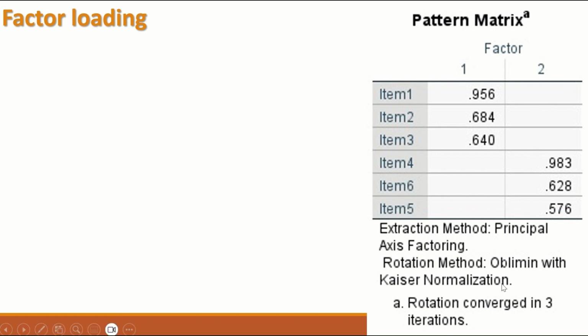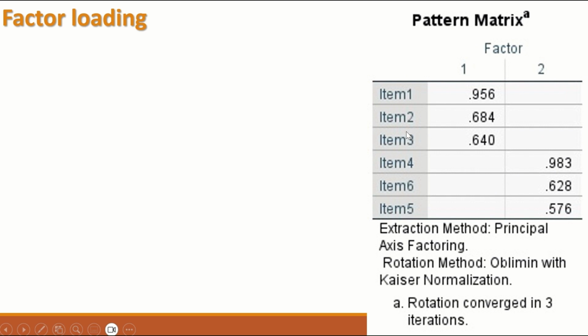performing EFA, exploratory factor analysis, with a rotation method Oblimin, and a pattern matrix is generated as shown here. There are 6 items, item 1 to item 6, and there are 2 factors that are extracted based on this method, factor 1 and factor 2.